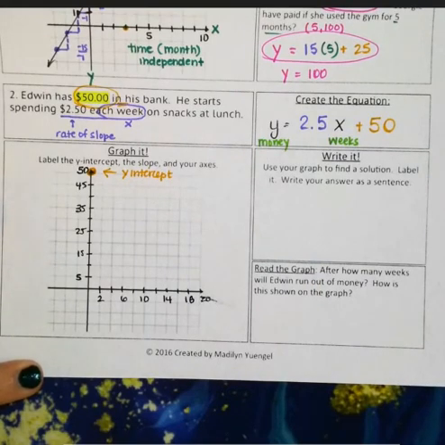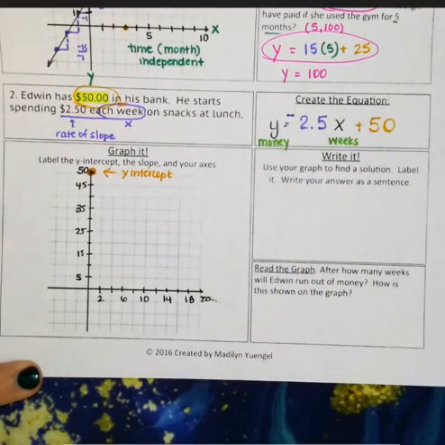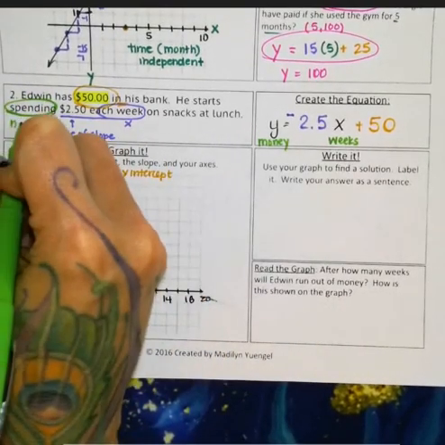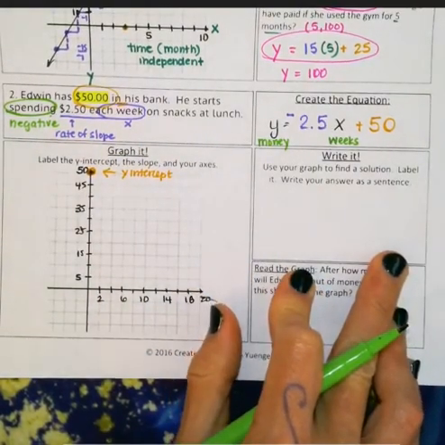They're spending 2.5. So there is a mistake in my equation already. That's a negative 2.5. Spending, it's going down. So spending is another thing you want to make sure you pay really close attention to. Spending, that means it's negative. We're losing money. So we're losing 2.5 each week.